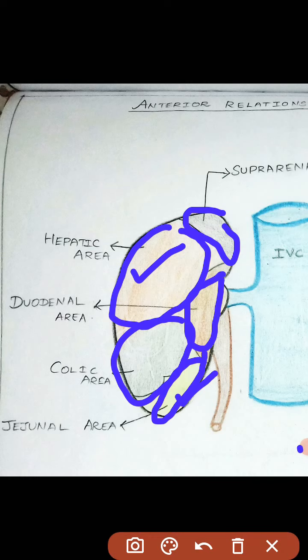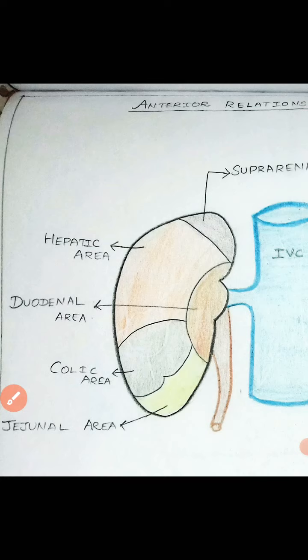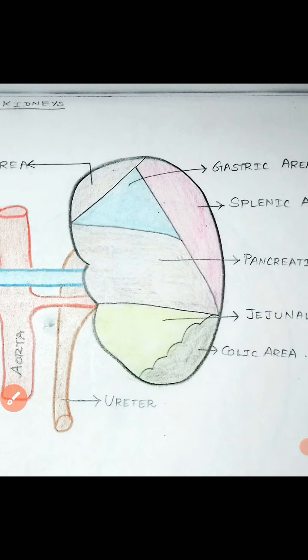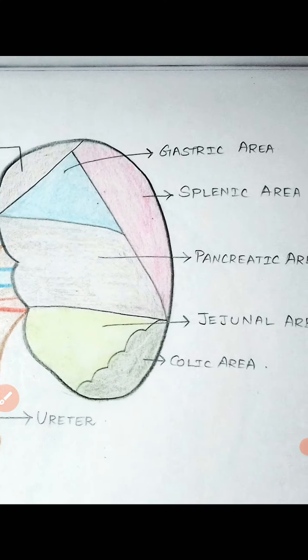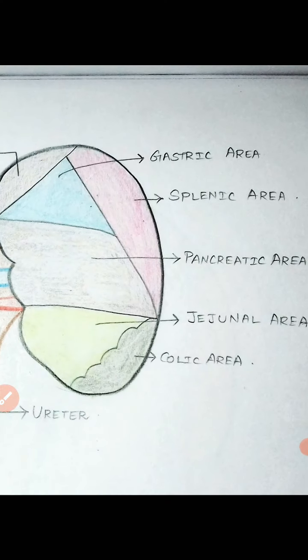And along the lateral border of the right kidney, the lateral border is related to the right lobe of liver. This is the hepatic area which is along the lateral border. So the lateral border of right kidney is related to the right lobe of liver and the hepatic flexure of colon. And this is the anterior relations of left kidney.